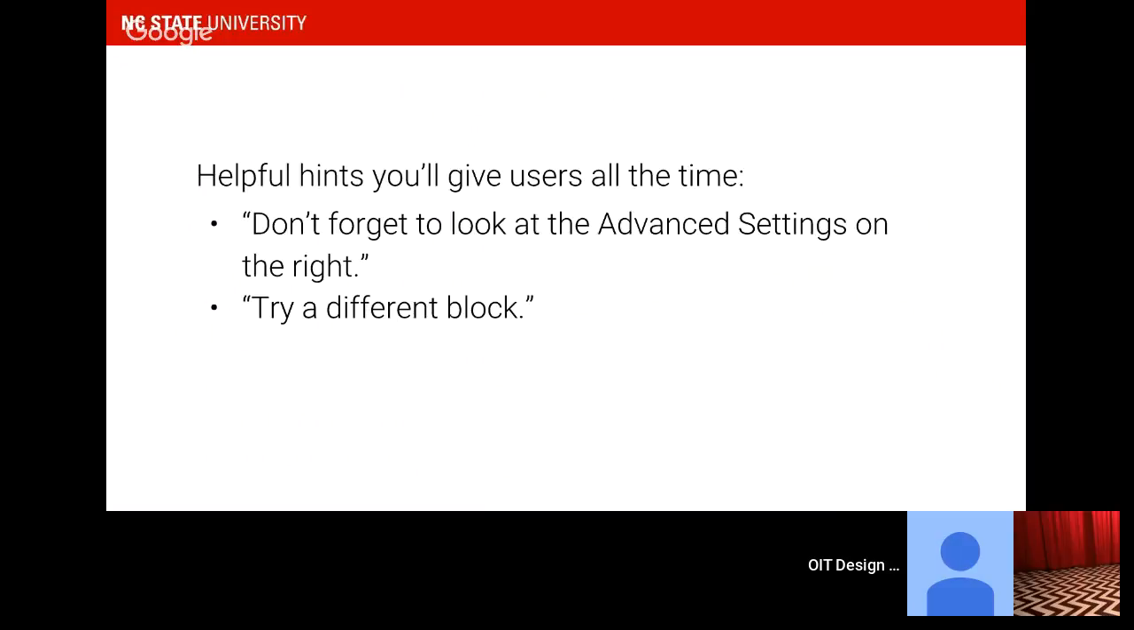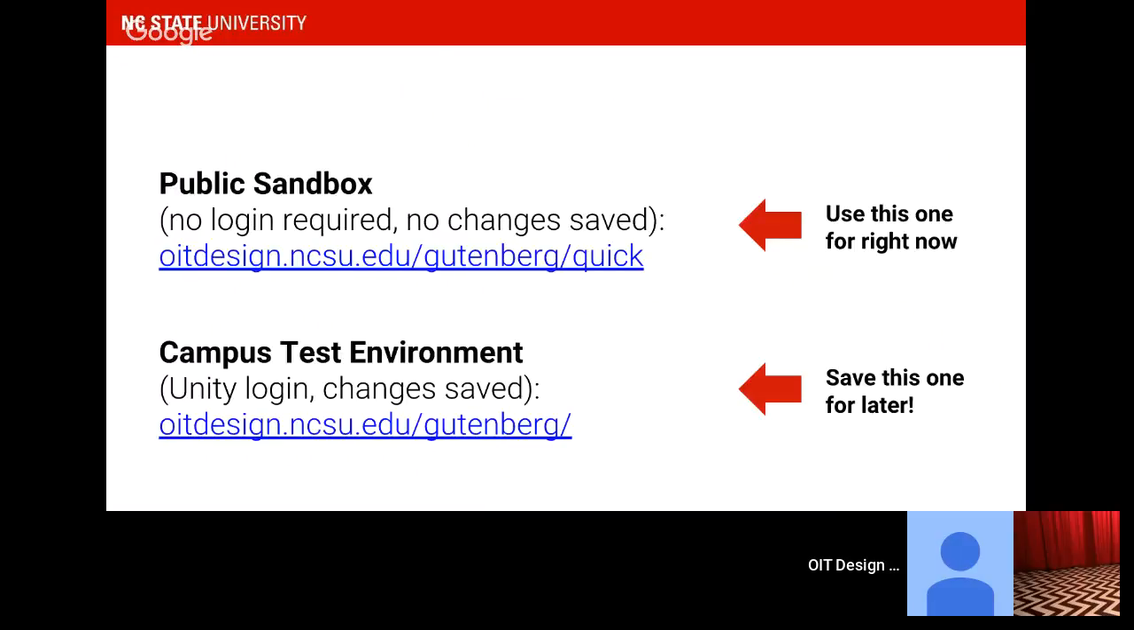And then just to sort of reiterate what we were talking about earlier, here are some helpful hints that you're going to be giving your users all the time. Don't forget to look at the advanced settings on the right and try a different block. Those two things are probably going to solve most issues that your users are going to encounter as they're creating new content. So, with all of that said, let's get to know Gutenberg.